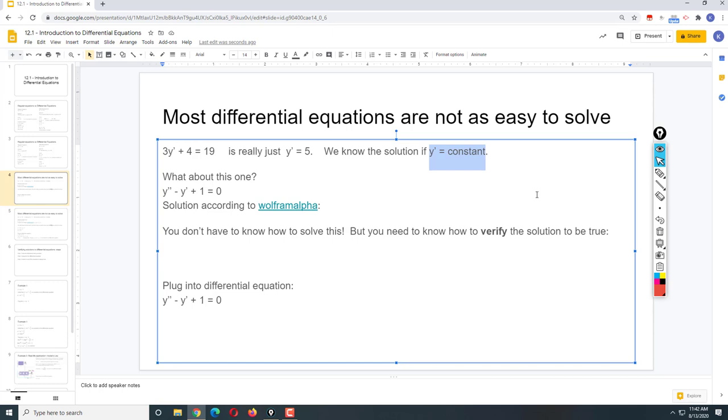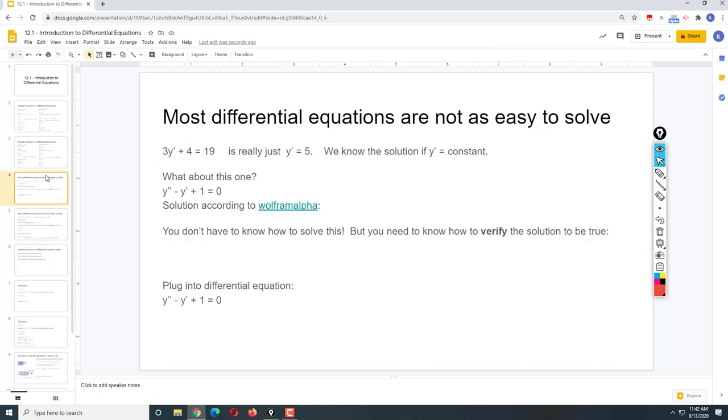For the AP test, you're not going to be expected to solve a lot of differential equations. Just really some of the simplest ones that we will learn later. However, if they give you the solution, they give you the answer, you need to know how to verify that the solution is true.